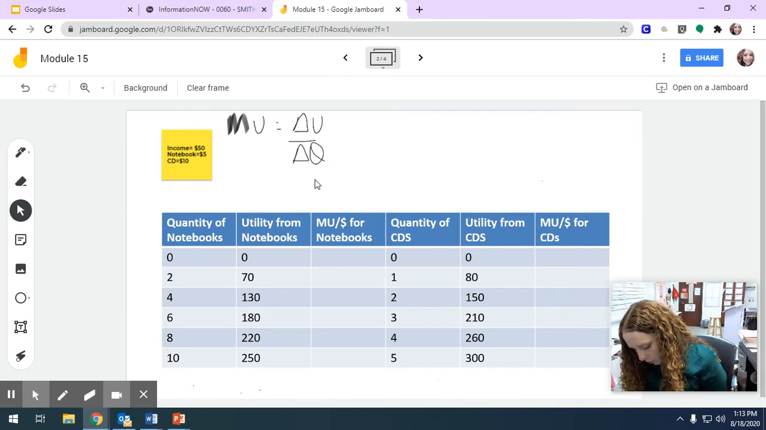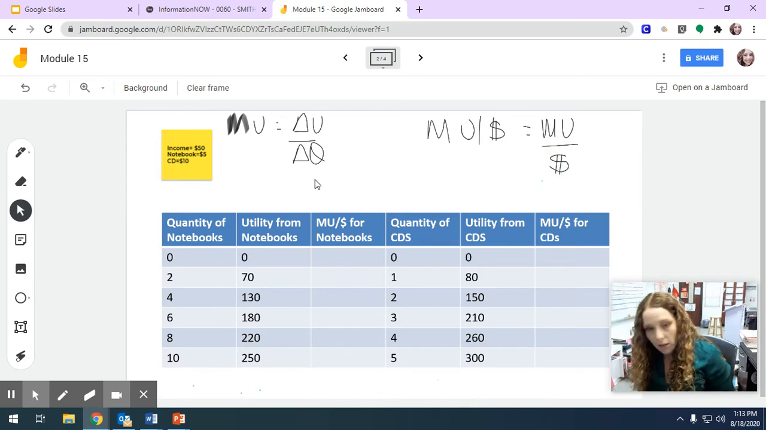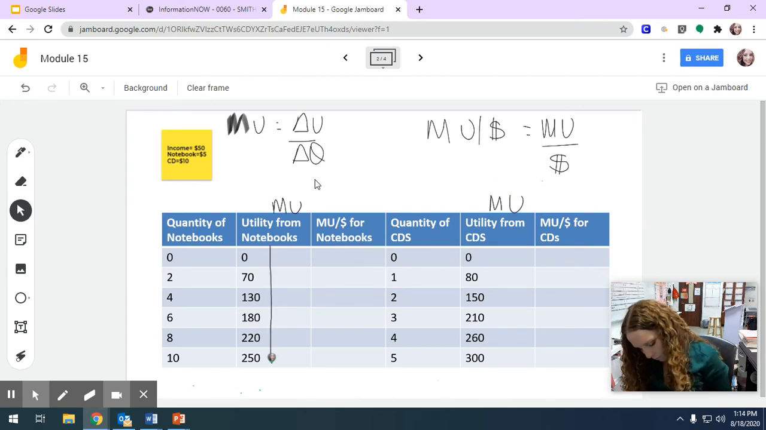And then we're going to look for marginal utility per dollar, and that is found by the marginal utility over the price. First, I've got a little column here for my marginal utility per dollar, but first I need to find marginal utility. So I'm just going to make myself another little column here for marginal utility. Now, I went from 0 to 70.